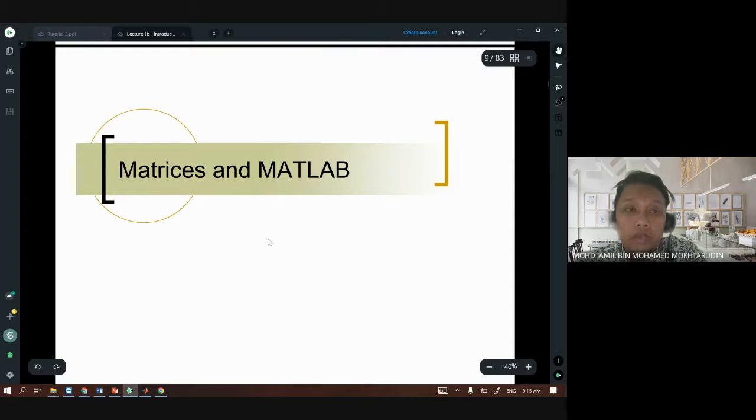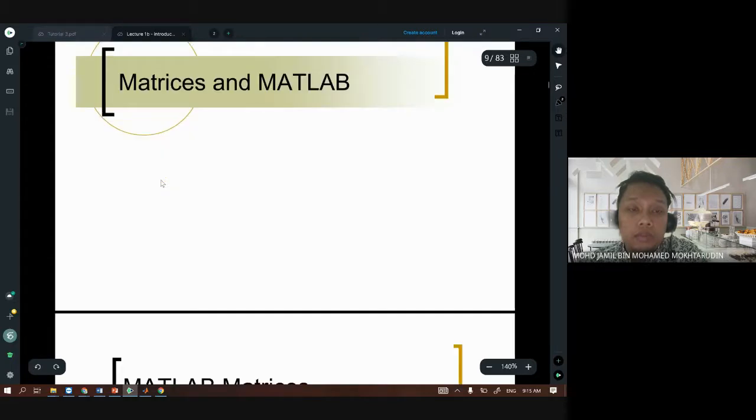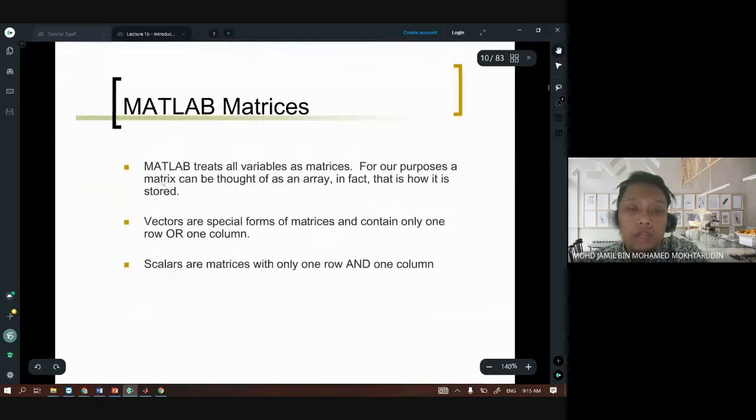So let's look at what MATLAB is actually about. MATLAB is basically solving calculations using matrices. MATLAB treats all variables as matrices. For our purpose, a matrix can be thought of as an array. In fact, that is how it is stored.